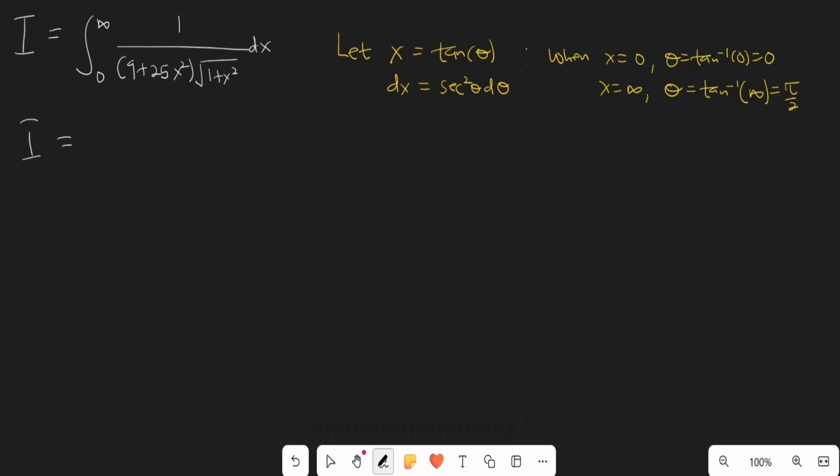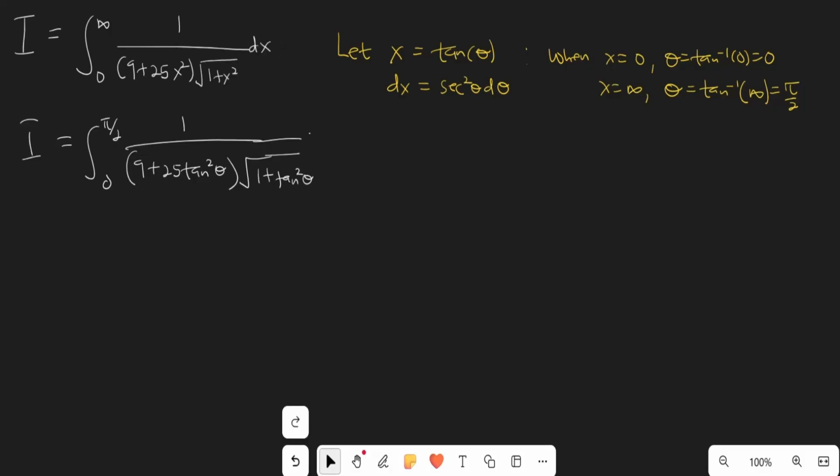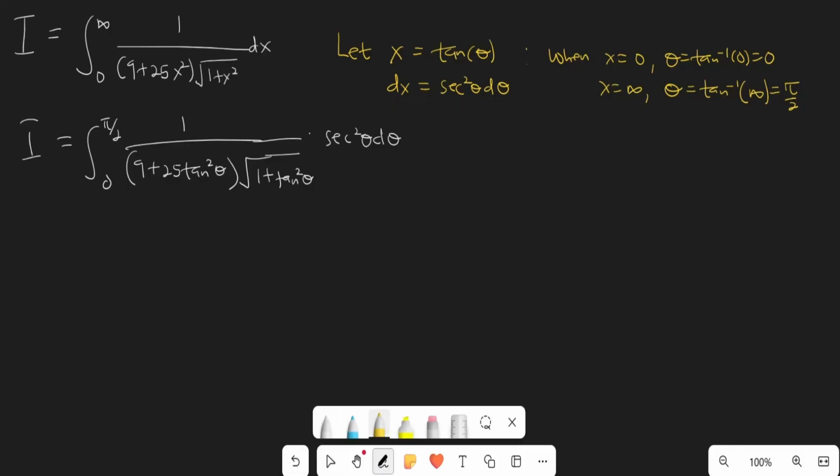Let's do that here. So the integral is now the integral from 0 to pi over 2 of 1 all over 9 plus 25x squared. x is tan of theta, so that is now tan square theta, multiplied by the square root of 1 plus x squared. x is tan of theta, so tan square theta, times dx, and dx is what? Secant square of theta d theta. That is dx here.